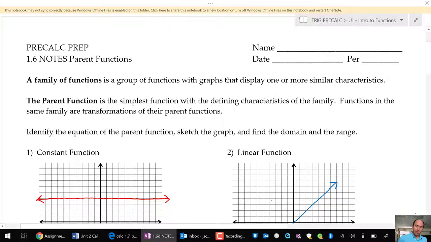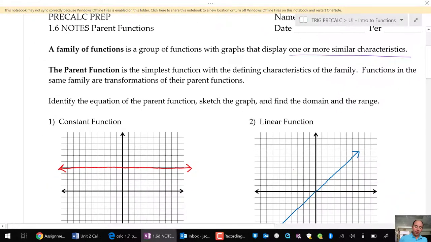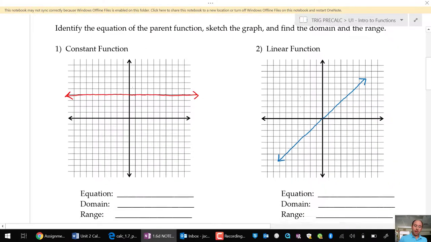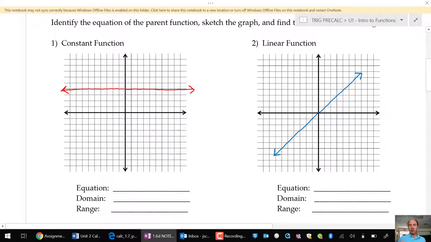So in this document here, I have graphed a series of 8 different families of functions. And when we say family of functions, we're just talking about graphs that display one or more similar characteristics. And the parent function is going to be the simplest function within that characteristic of the family. So for example, the first one here, actually the first 2 examples are both linear functions.